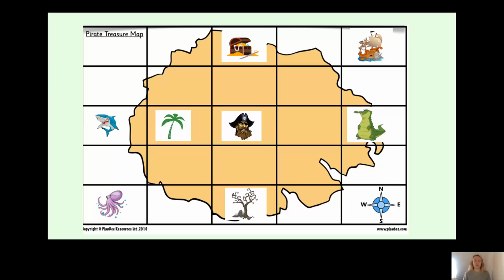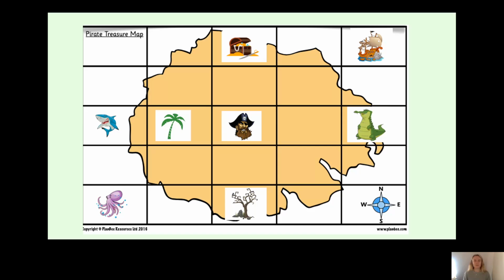So, let's start with the pirate. If the pirate went north, what would he get to? Have a look at the compass rose and have a look where north is. Tell the screen, where would he get to if he went north? Yes, that's right, he'd get to the treasure chest, wouldn't he?